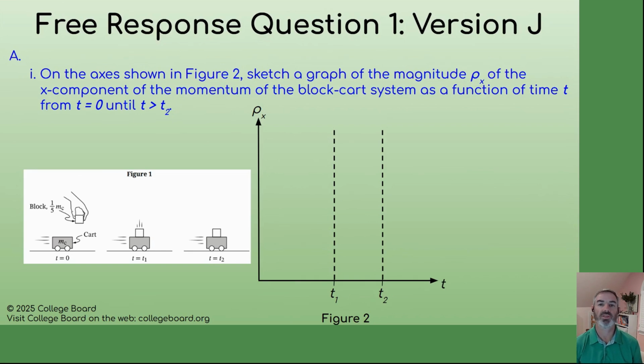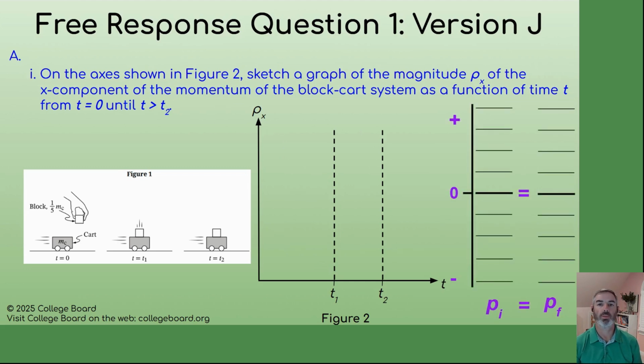So to represent the cart-block system, we're going to draw a momentum bar chart. A momentum bar chart has both positive and negative, but we're saying that it's moving in the positive x direction. So what's moving before the block collides is the cart. So we're going to draw a bar on the positive side. And then we know that's a constant value, so we're going to draw a horizontal line representing the cart's momentum up until the block lands on it.